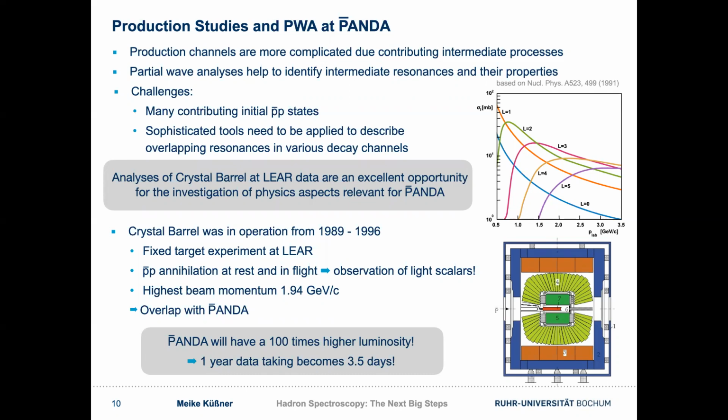On the production side, the challenge is that there are many contributing initial proton-antiproton states. As you see on the right side in the upper plot, already at a beam momentum of around 3 GeV you have a significant contribution of angular momenta of 5 or more. Therefore, sophisticated tools are needed, first to investigate this production process, but also to describe the overlapping resonances in the various decay channels.